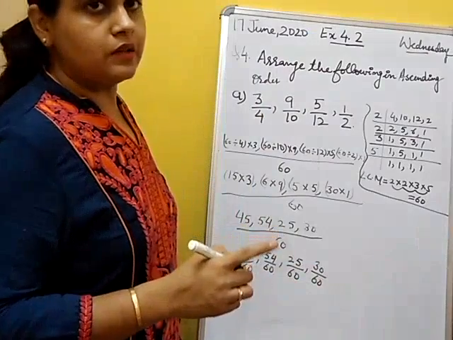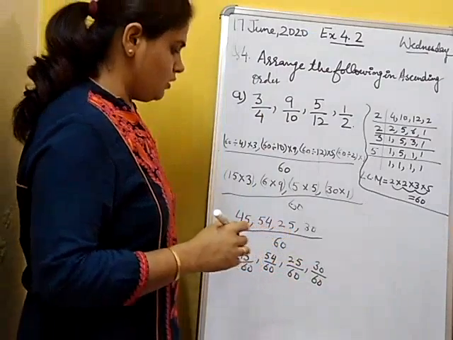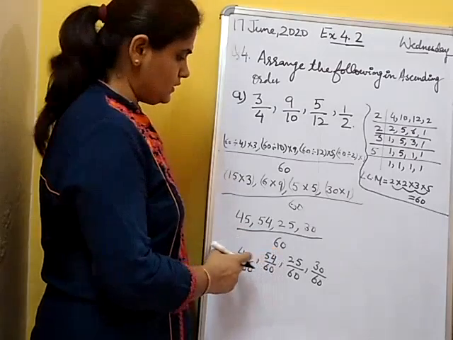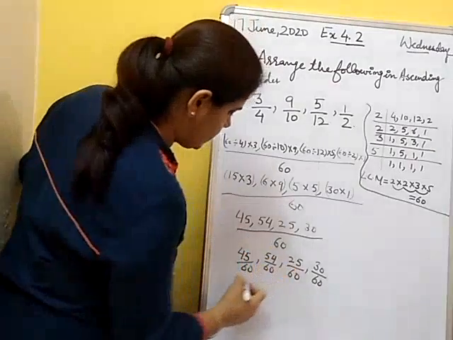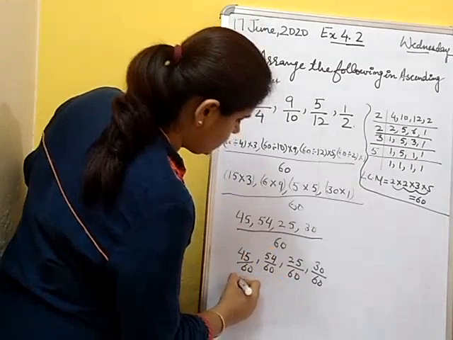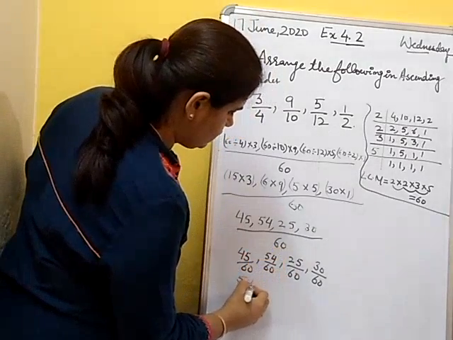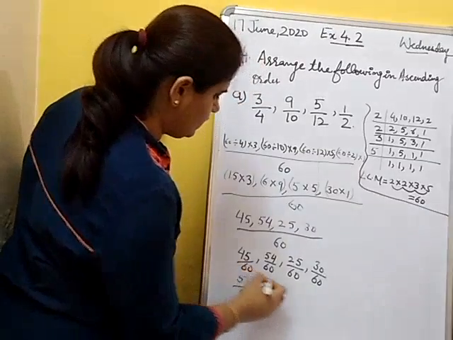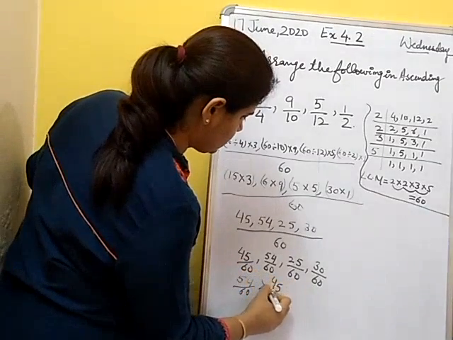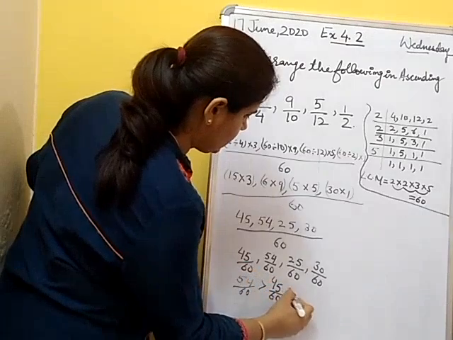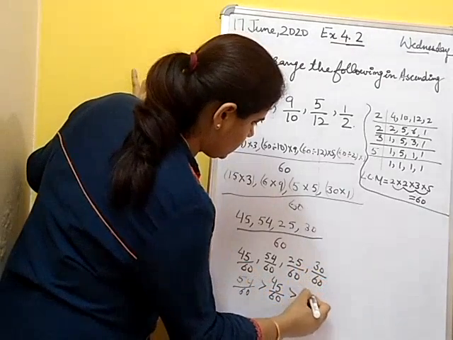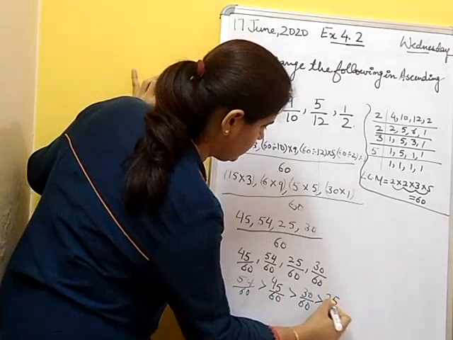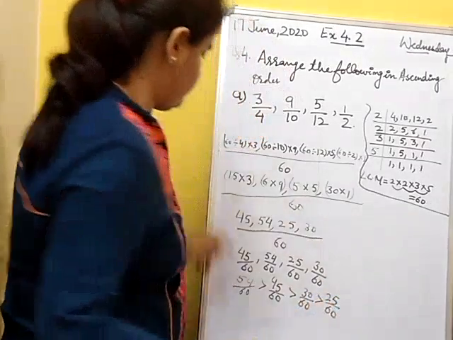Now check the numerator. Which numerator is greater? This 54 is greater. So write it in sequence and put the sign also. 54 upon 60 is greater than 45 upon 60 greater than 30 upon 60 greater than 25 upon 60.